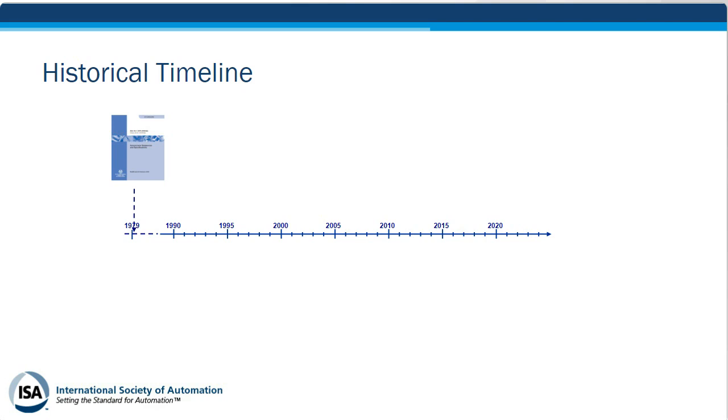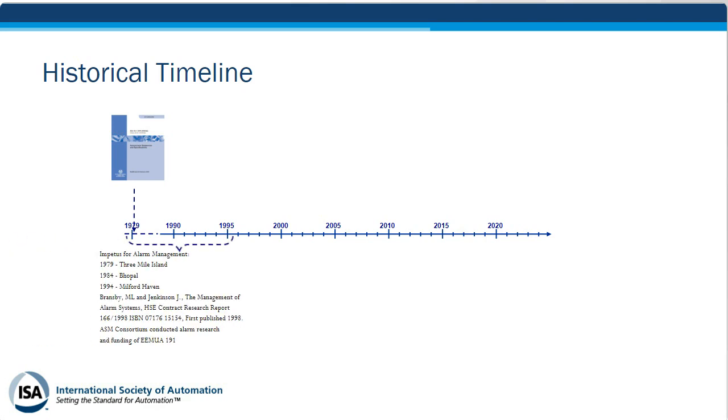During that time frame, the late 70s to the early 90s, we had a number of substantial incidents out there. And the Milford Haven incident specifically caused the HSE to write a report, The Management of Alarm Systems by Bransby and Jenkinson. And that was published in 1998.